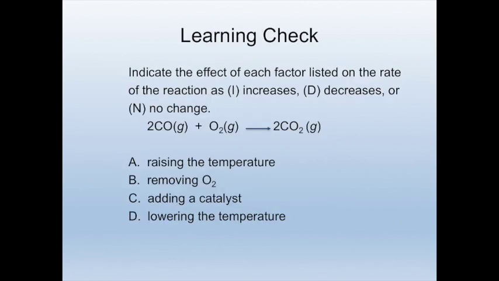Another example, using a real process. Indicate the effect of each factor listed on the rate of the reaction as increases, decreases, or no change. So the reaction is 2 carbon monoxide molecules react with an oxygen molecule to form 2 carbon dioxide molecules. So if you raise the temperature of this reaction, it will increase the rate. If you remove oxygen, it will decrease the rate. If you add a catalyst, it will increase the rate. And if you lower the temperature, it will decrease the rate.